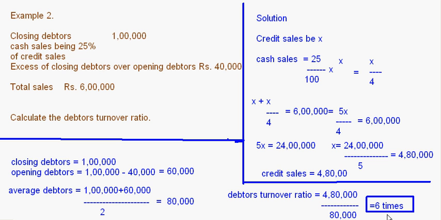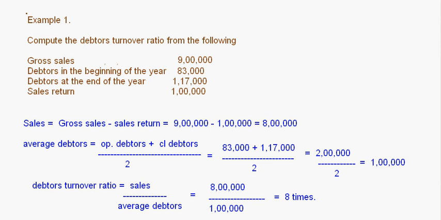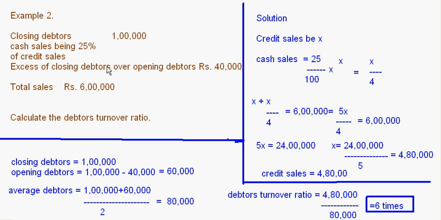So with that, I come to the end of this topic on debtors turnover ratio. So we have taken up 2 examples on this. One was a simple example, and the next one is where we calculate the credit sales also, and we also calculate the opening debtors and then do the average debtors. Okay, so with that I'll close this topic. Thank you.